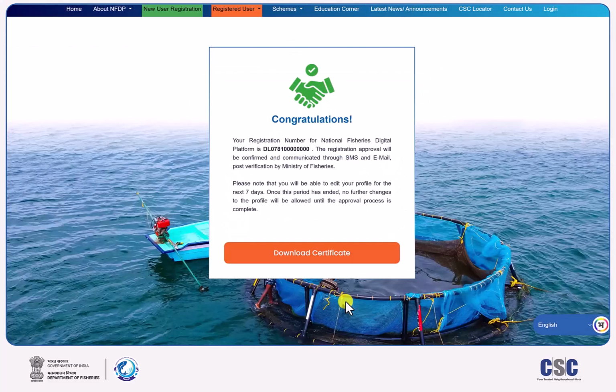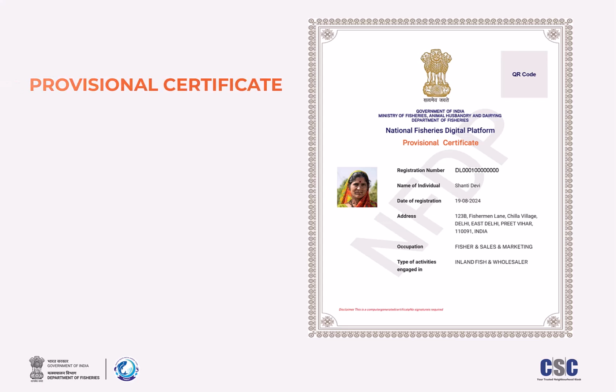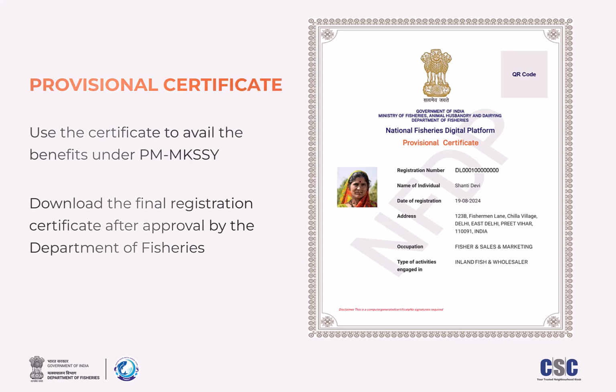Finally, you can download your provisional certificate by clicking the Download button. This certificate will contain all the details you've entered and will be used for applying for various schemes under PMMKSSY. Although you can use this certificate for applying, it is still a provisional certificate as the application is not yet approved by the Department of Fisheries.